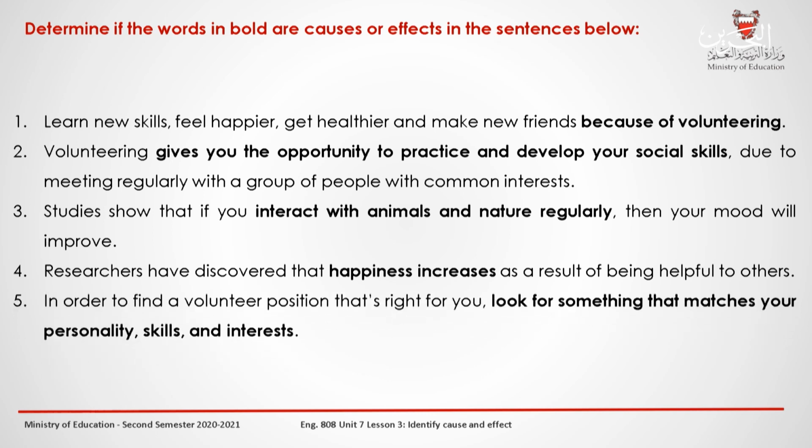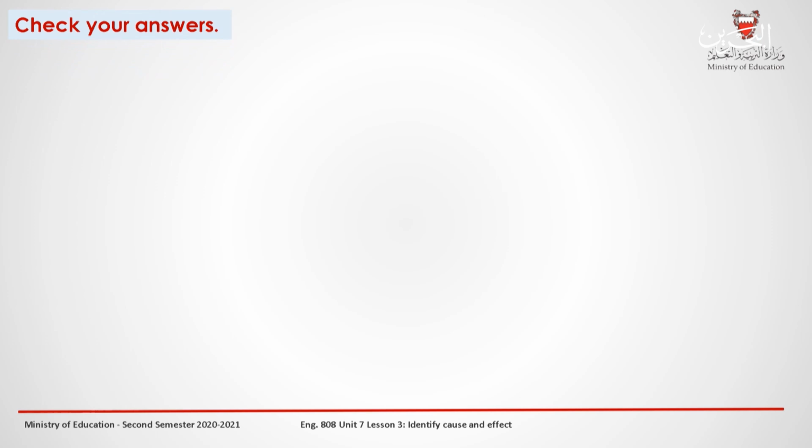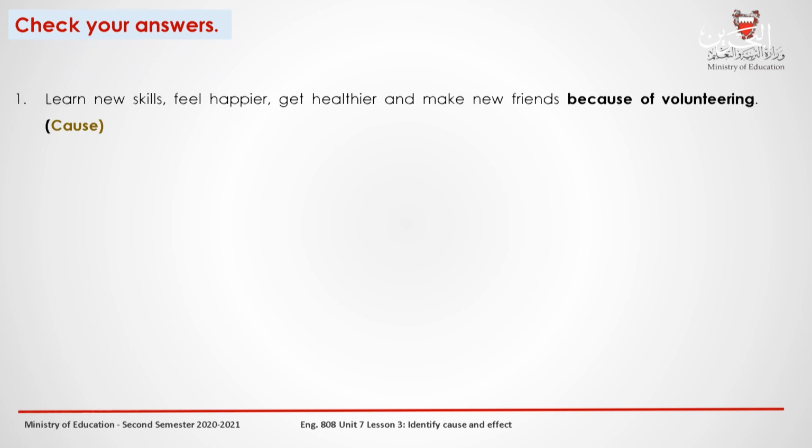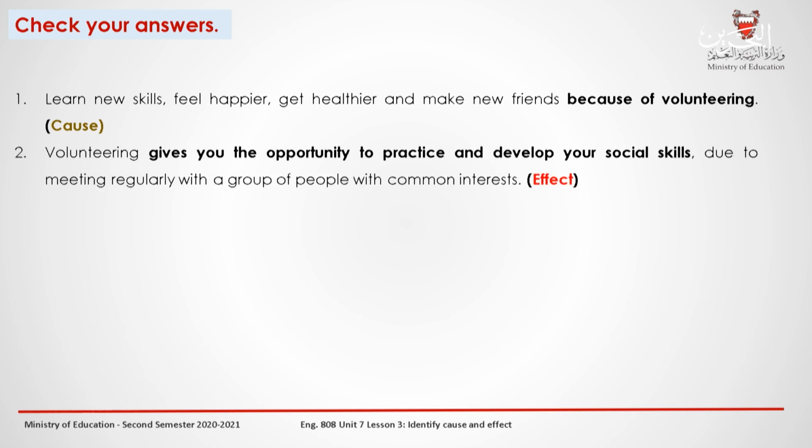Look at the words in bold and decide whether they are causes or effects. Check your answers. 1. Learn new skills, feel happier, get healthier, and make new friends because of volunteering. Because of volunteering is a cause. 2. Volunteering gives you the opportunity to practice and develop your social skills due to meeting regularly with a group of people with common interests. Gives you the opportunity to practice and develop your social skills is an effect.